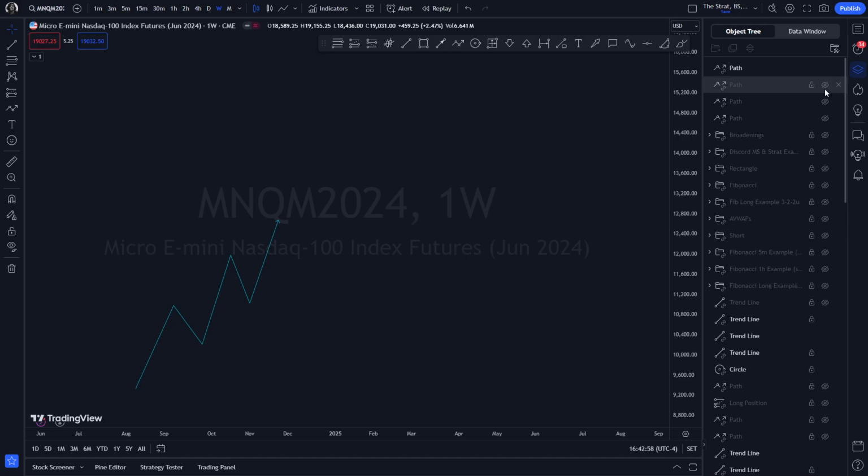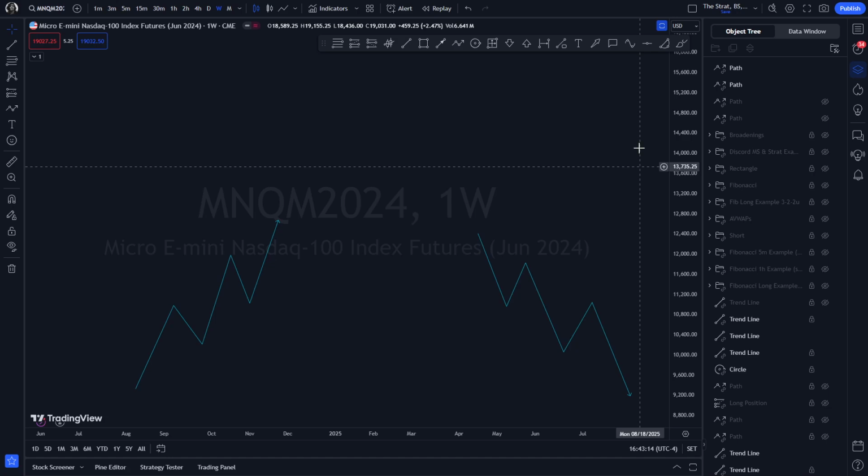And then inversely, this is what your downtrend looks like, a series of lower highs and lower lows. We have a high, we have a lower high, we have a lower low, we have a lower high, we have a lower low.